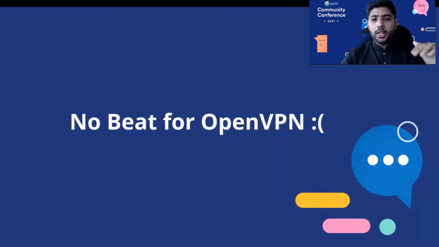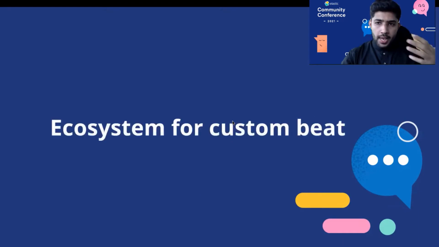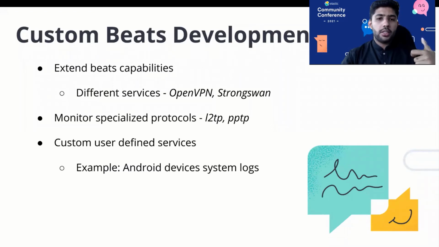But there is no beat available for OpenVPN, nor a module in an existing beat. So what do we have? We have the ecosystem provided by Elastic to develop a custom beat or extend existing beats' functionality, through which we can monitor services that are not provided, like OpenVPN is one. We can also monitor some specialized protocols like L2TP, PPTP, or some custom user-defined services like Android device system logs. So basically these are the cases where custom beat development is helpful.